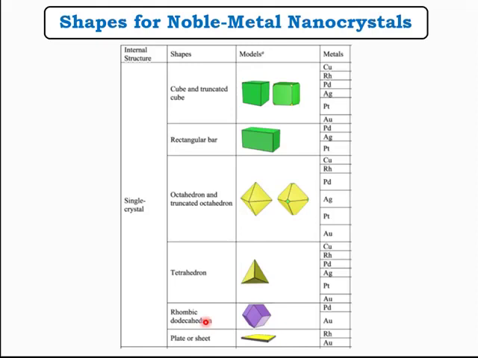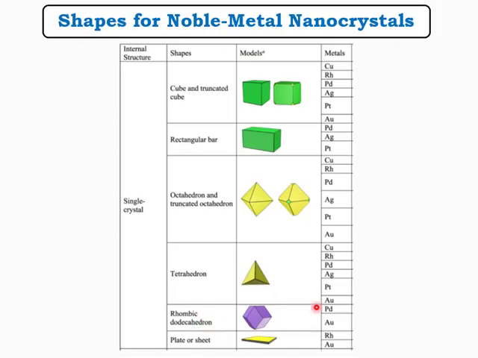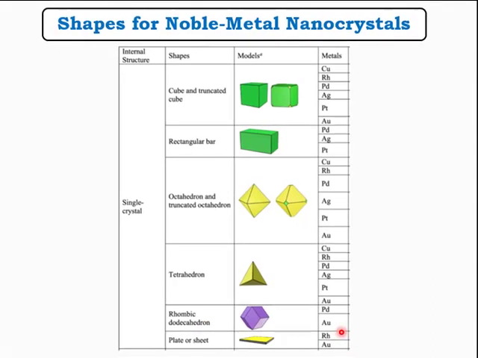Now as we move further to two-dimensional structures, a plate is characterized by a much greater area for the basal planes relative to that of the side faces. When the thickness of a plate is reduced to several atomic layers, we get a two-dimensional structure, that is, a sheet. That was observed with rhodium and gold.